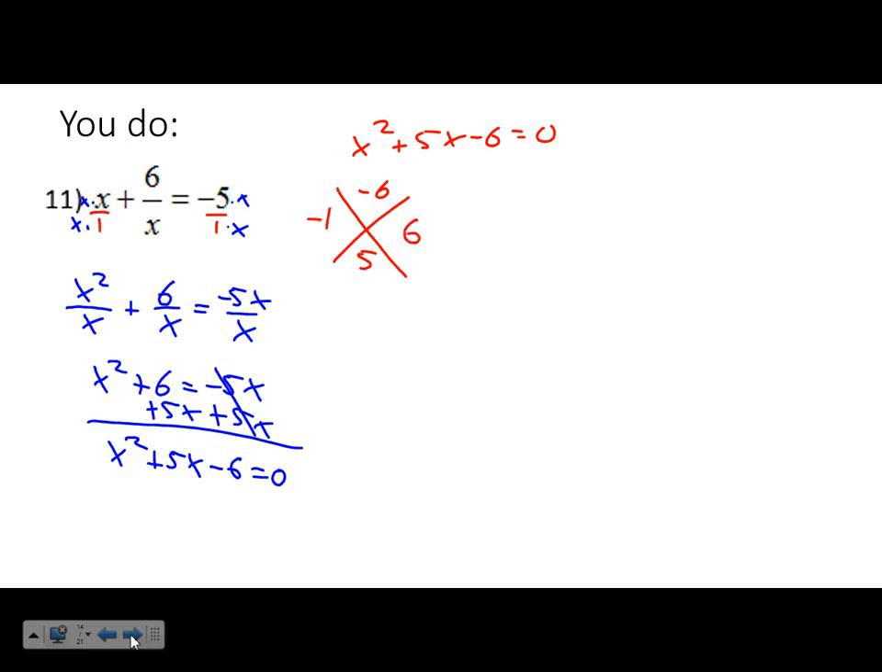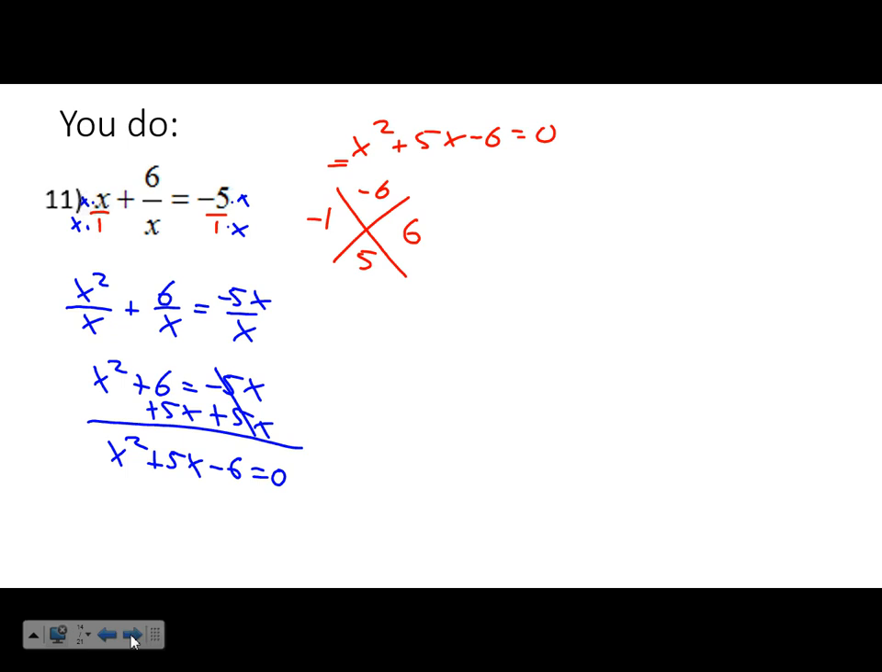Is that right? Make sure you double check, because a lot of people put 2 and 3 for this one. So negative 1 times 6 is negative 6. Negative 1 plus 6 is 5. Like I said, a lot of people do 2 and 3, but that would be positive 6. So if I made one of them negative, now all of a sudden that doesn't add up to be 5. But that's one of those tricky ones that a lot of people miss. So double check your work.